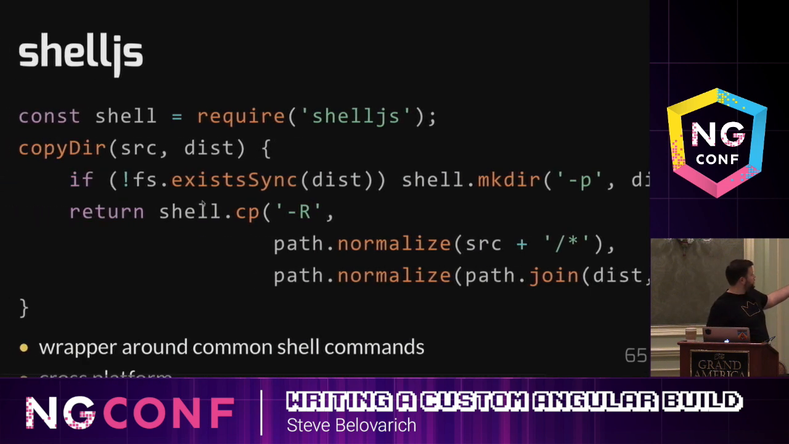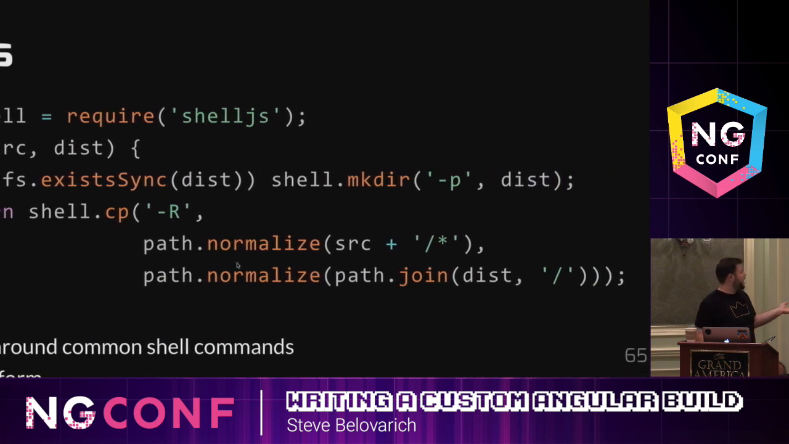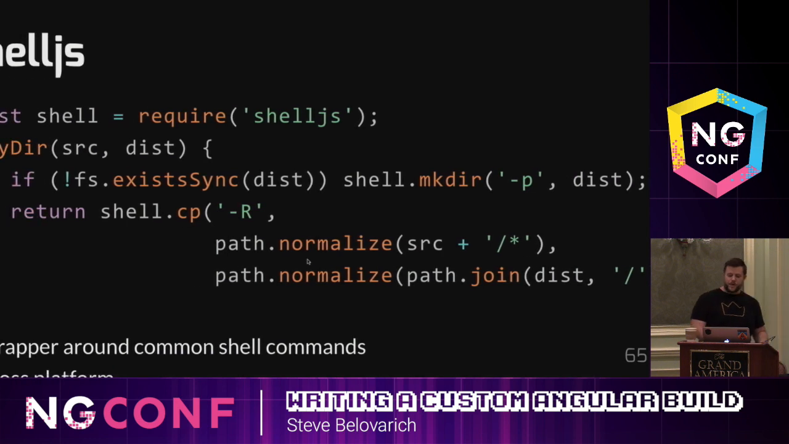Then we're going to use shell.cp with the R flag to run our copy command. This time we're still normalizing the path, right, for Windows and Unix. So this should work in both. But shell is going to make it cross-platform. It's going to make the star work in Windows.